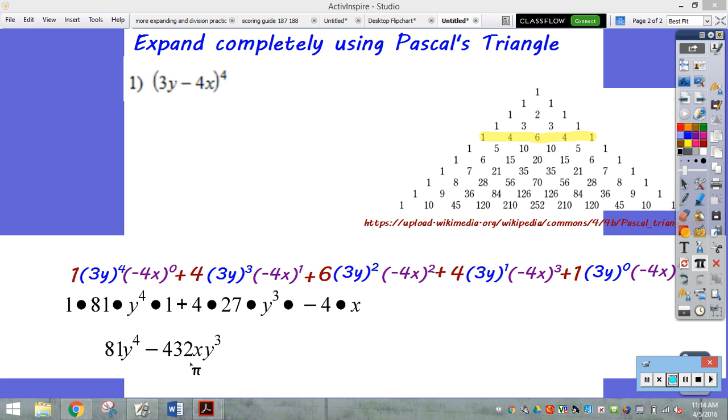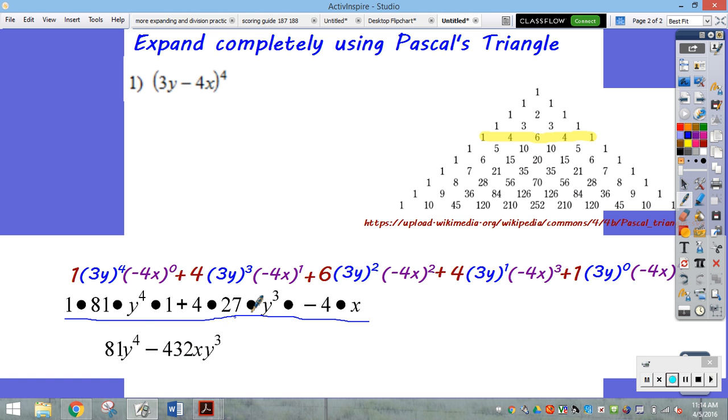So the final simplified form of this term would look like this: minus 432xy cubed. And I would just continue that process down the line. You don't necessarily have to write out this step in your work. I just wrote it out to show you how these rules of exponents would look once you evaluate it.